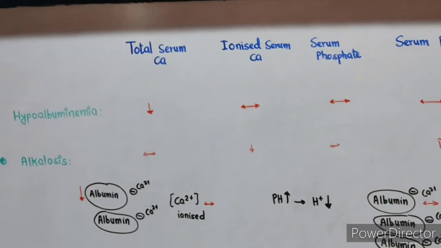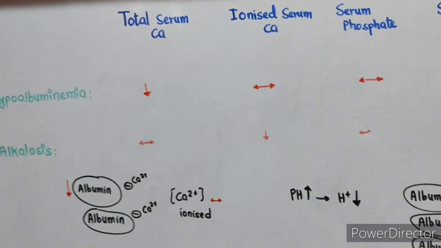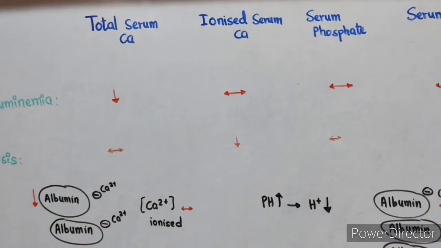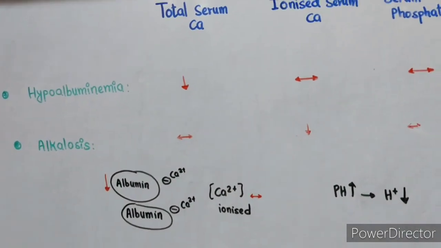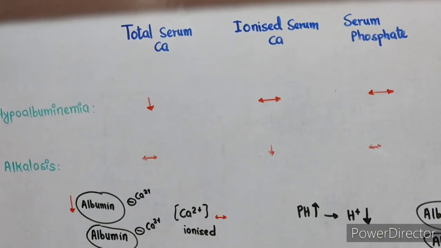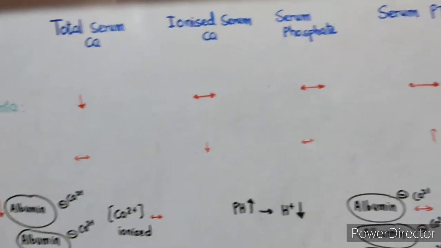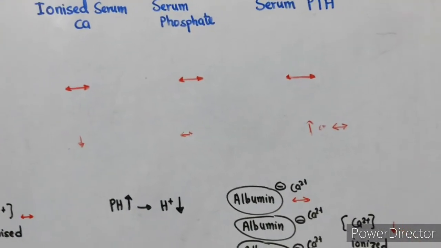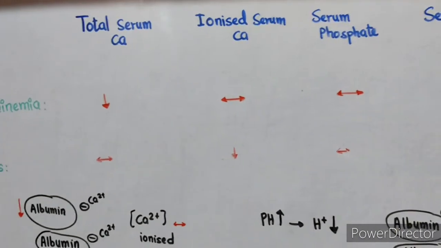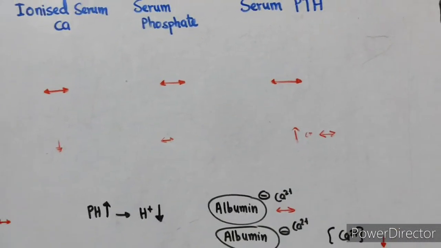So the difference between these causes is, in hypoalbuminemia, total serum calcium is decreased but ionized serum calcium is constant. But in alkalosis, total serum calcium is constant but ionized calcium is decreased. And due to the effect of ionized serum calcium, parathyroid hormone will be normal in case of hypoalbuminemia because of constant ionized serum calcium, but in case of alkalosis, it will be normal or will be elevated.